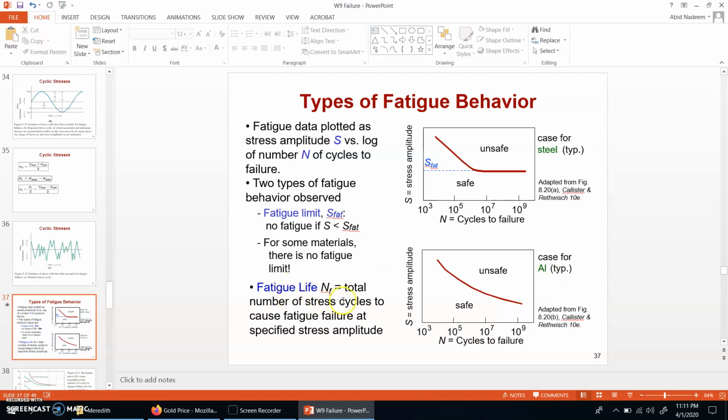We can also define the fatigue life. It is the total number of cycles to cause the fatigue failure at a specified stress amplitude. So you can find the fatigue life from the x-axis, and we can find the fatigue limit from the y-axis. These types of charts are normally called S-N charts, in which stresses are shown on the vertical axis, and the number of cycles to failure is shown on the horizontal axis, often on a logarithmic scale.